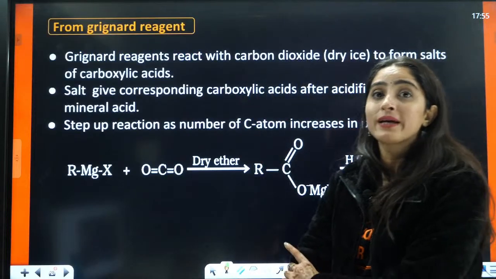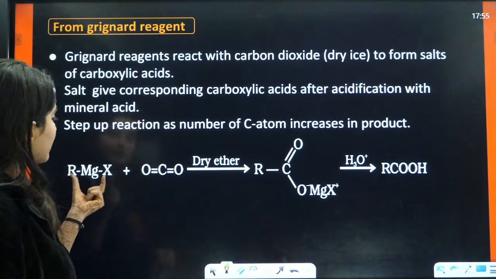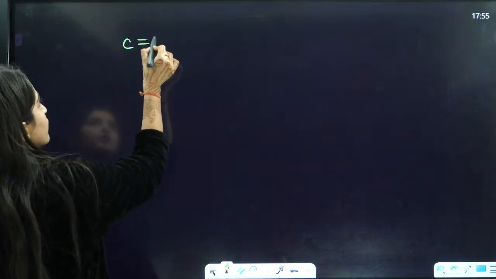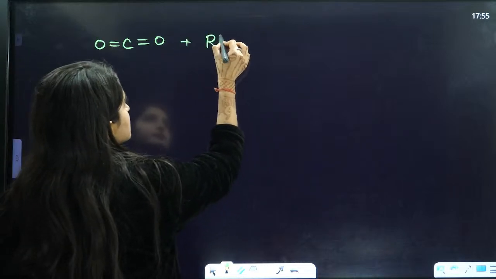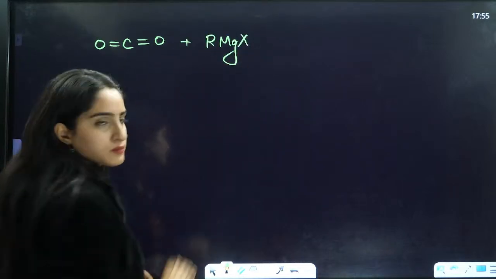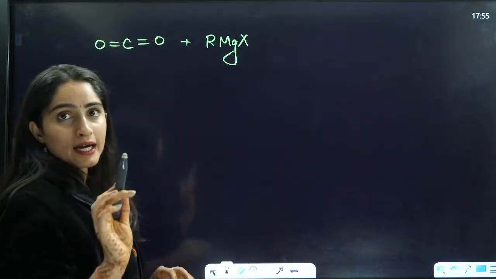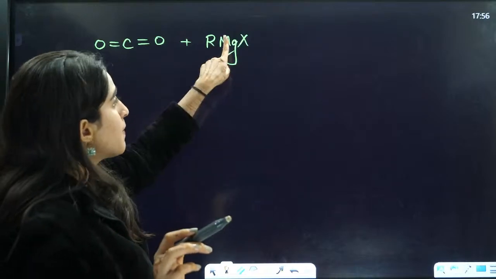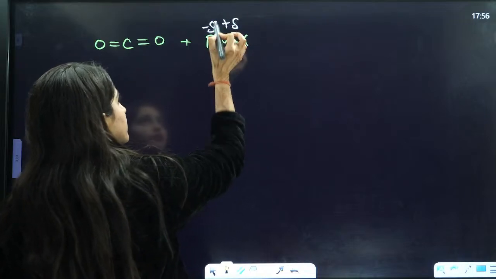Next is, from Grignard's reagent, how to do it, right? So you have Grignard reagent and this is carbon dioxide. Very, very interesting reaction. I'm going to do this myself only. You have C double bond O and this is RMgX, right? Same thing that we did yesterday. We know that this is an organometallic compound, Grignard reagent. Metals are more electropositive as compared to carbon. That is why it will be like this.